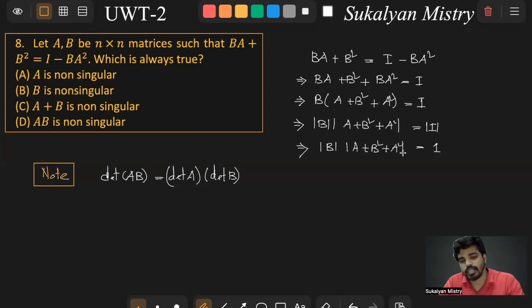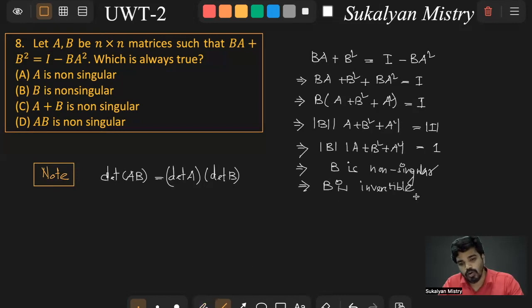Determinant of identity matrix is always 1. ঠিক, so we see that from this we calculate determinant of B is not equal to 0. ঠিক, so determinant is nonzero, that means B is non-singular. So B is non-singular, that means B is invertible. So from this we conclude that B is non-singular, that means B is invertible. Okay, so which option is correct? So option B is the correct answer.